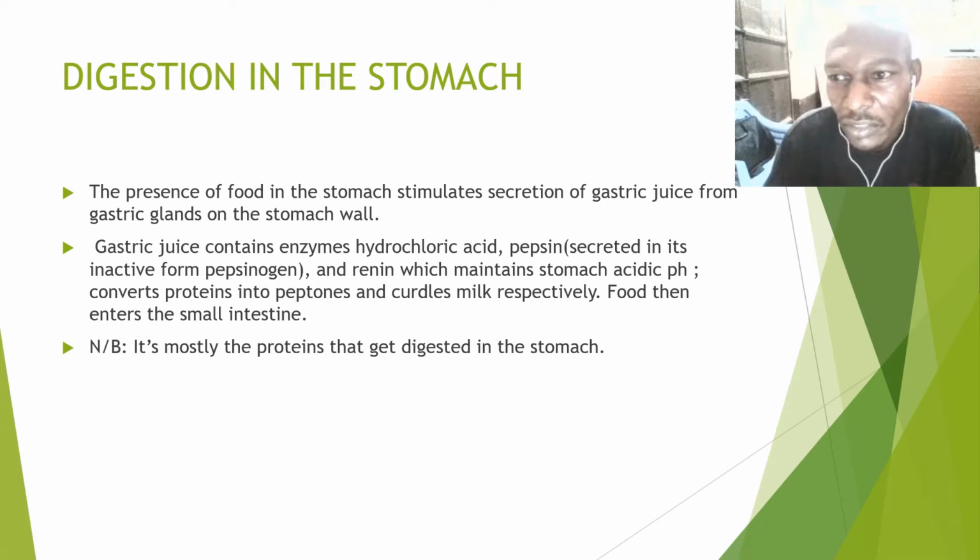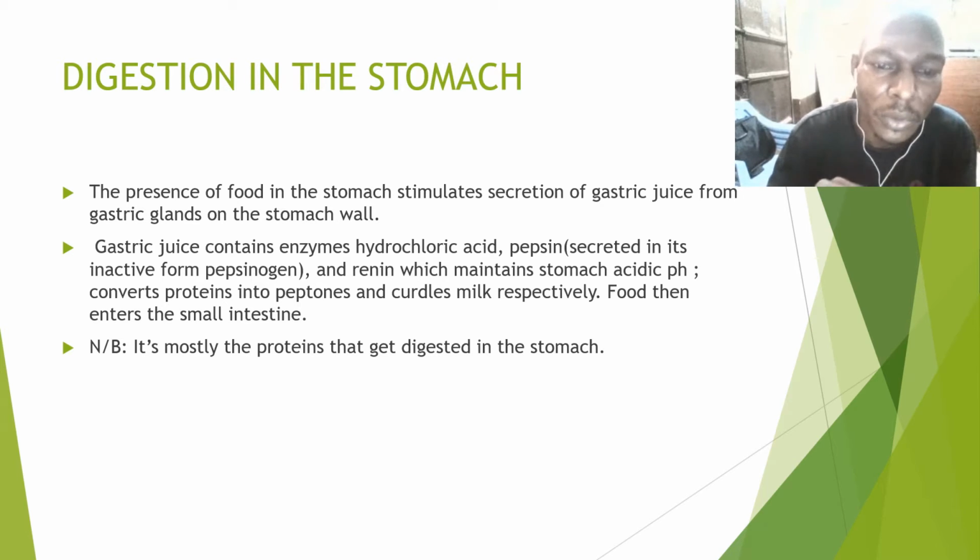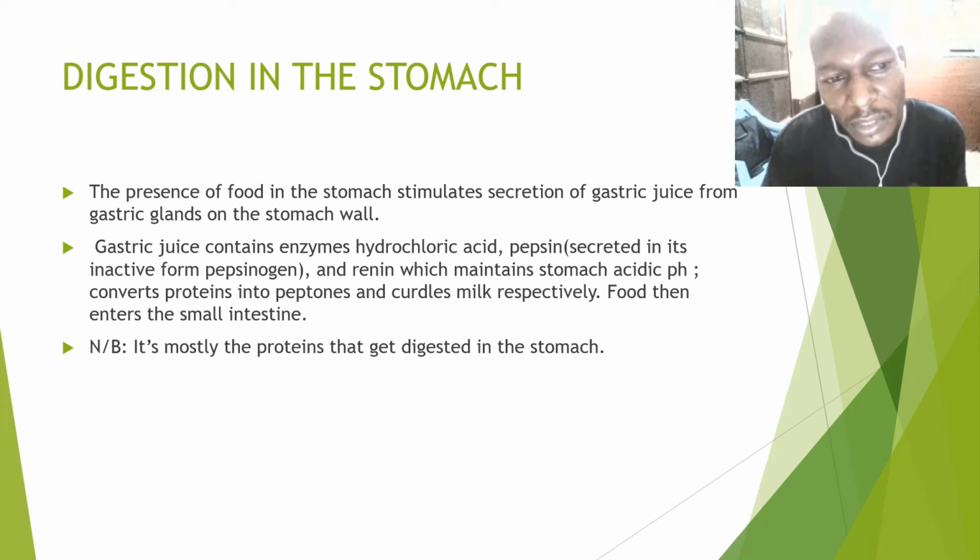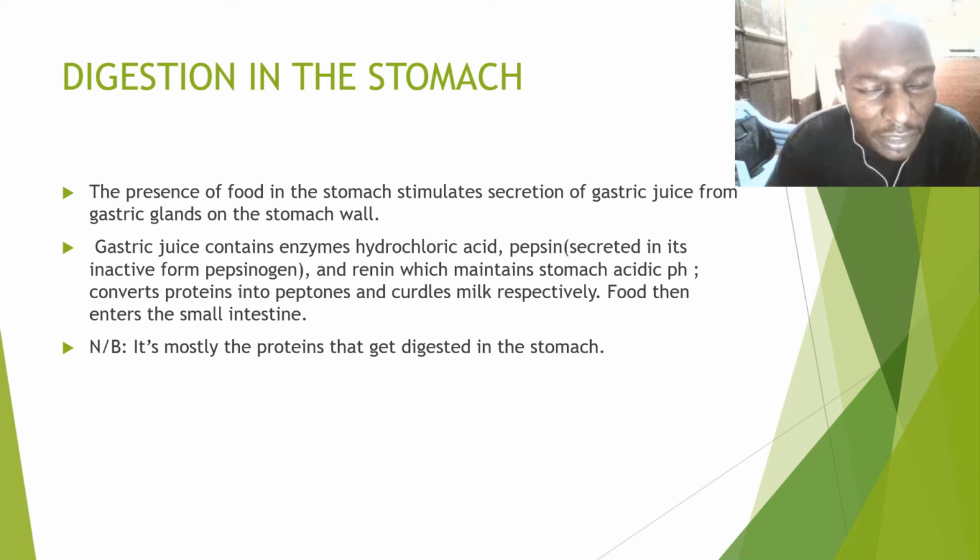Once food reaches the stomach, let us now look at the digestion of food within the stomach. The presence of food in the stomach stimulates secretion of a juice referred to as gastric juice, and the gastric juice is contained within the gastric glands, which are found within the walls of the stomach. Gastric juice contains a number of enzymes, one of them being hydrochloric acid.